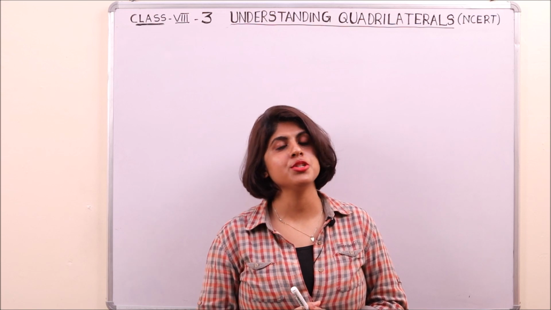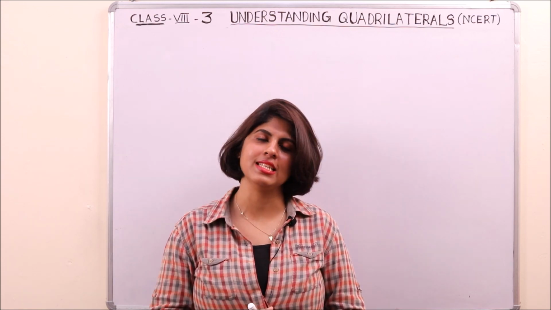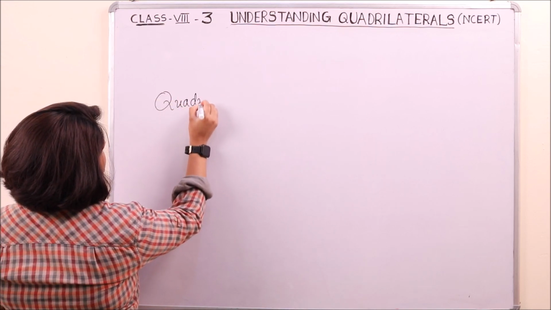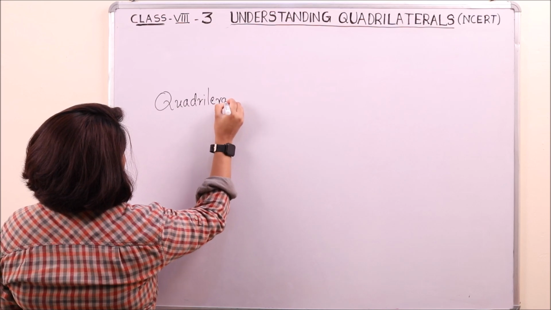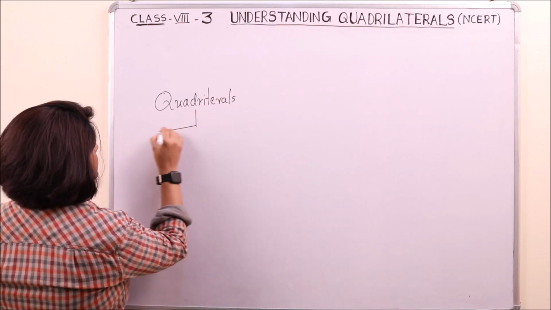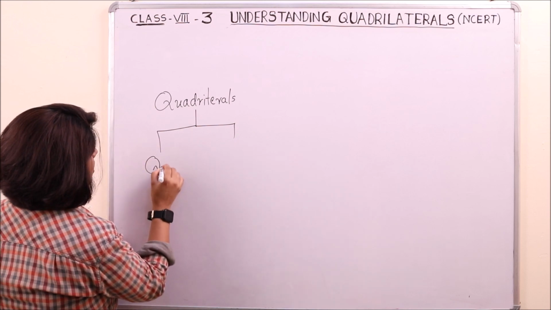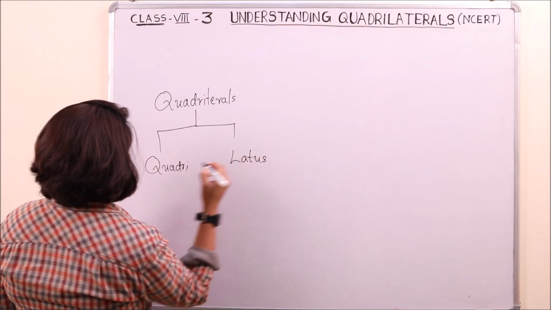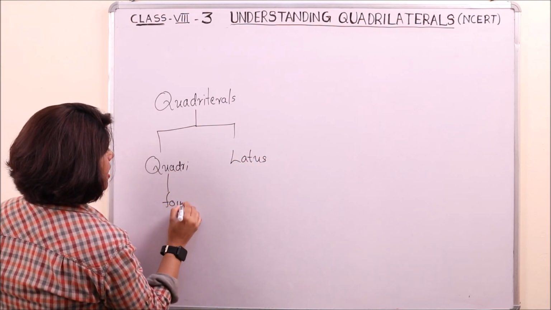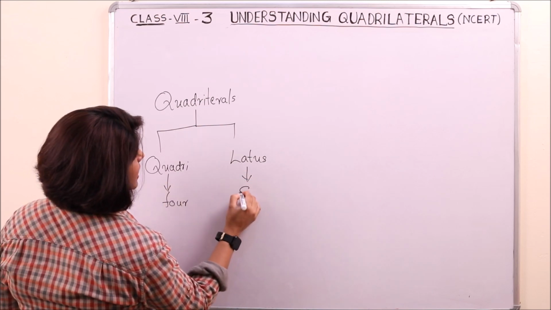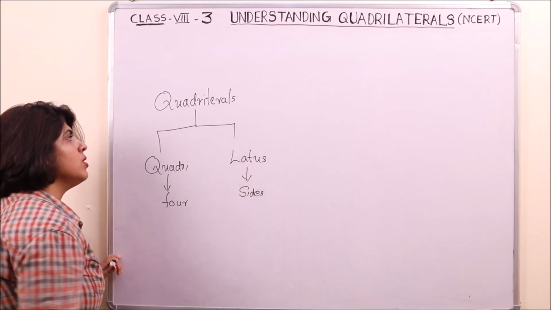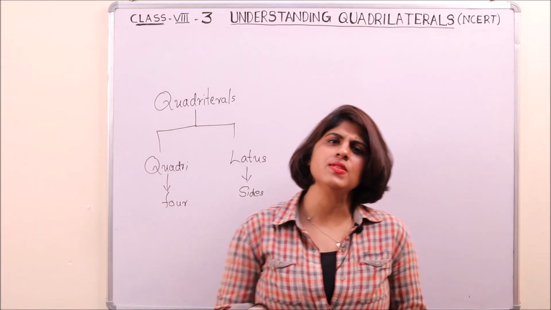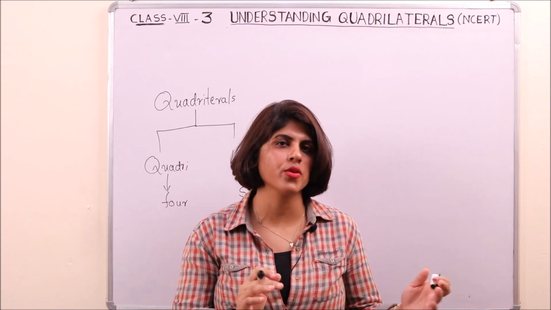In this video we are going to study quadrilaterals in detail. The word quadrilateral is derived from two Latin words, quadri and latus. Quadri means 4 and latus means sides. Therefore, a quadrilateral is a polygon with 4 sides, right? And we have seen some facts about quadrilaterals in the previous videos.